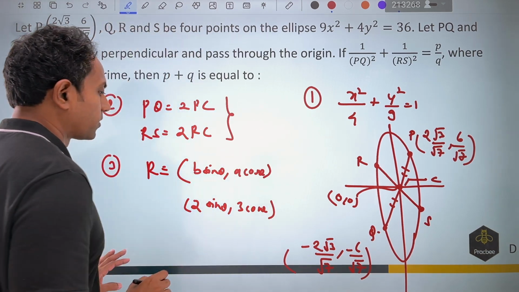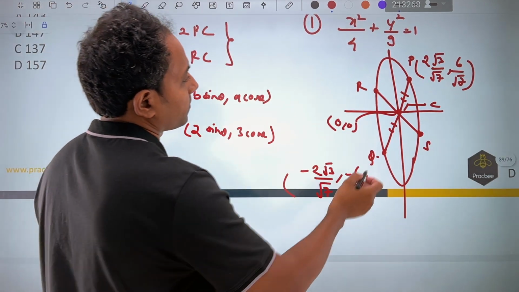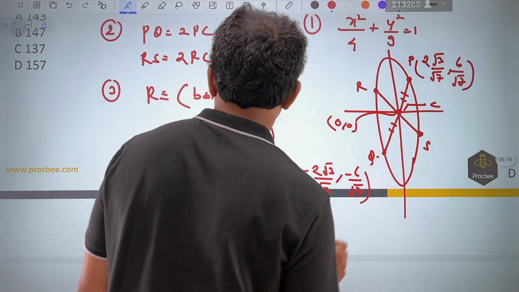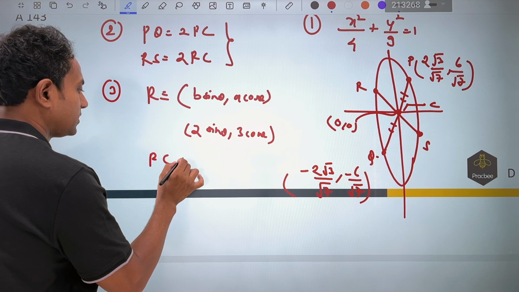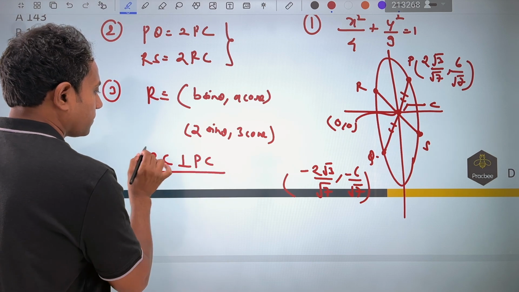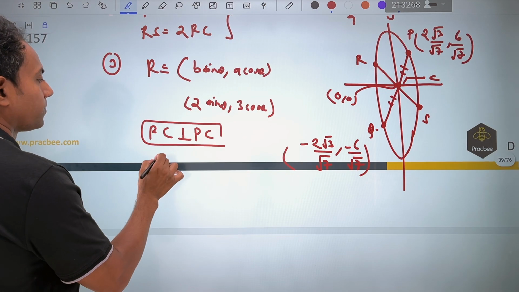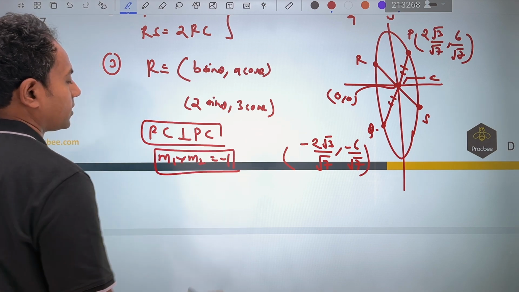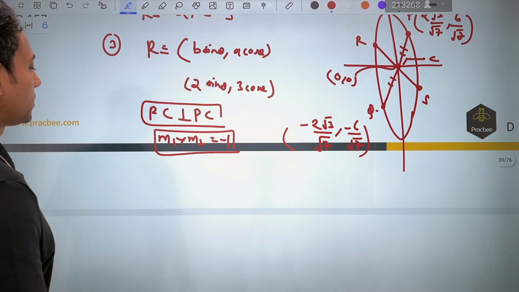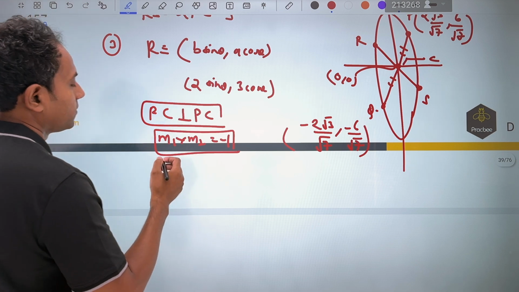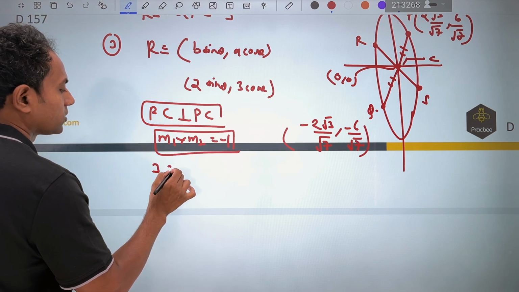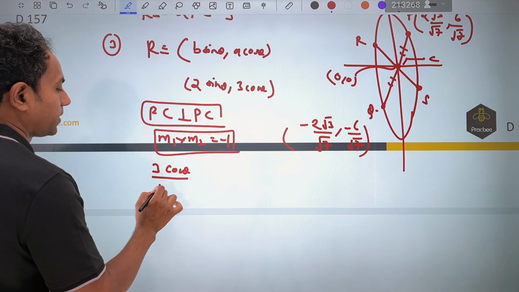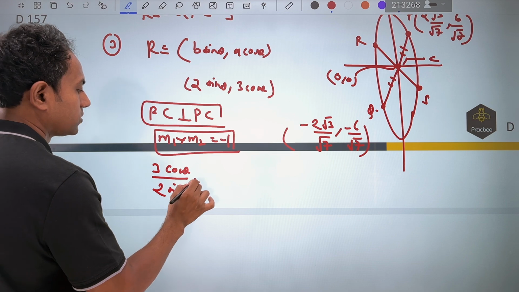Now why is this important? Because you can see that if I find the slope of RC, it will be perpendicular to PC. So RC is perpendicular to PC. So if I find their slopes, M1 into M2 will come out to be minus 1. This will help us in solving the problem. So now M1, that is the slope of RC, will become nothing but 3 cos theta by 2 sin theta, because it passes through the origin.